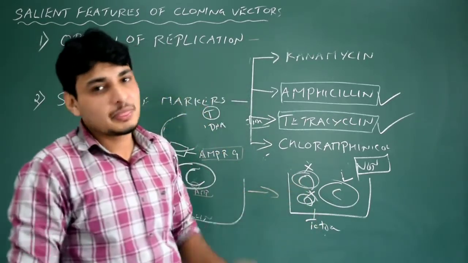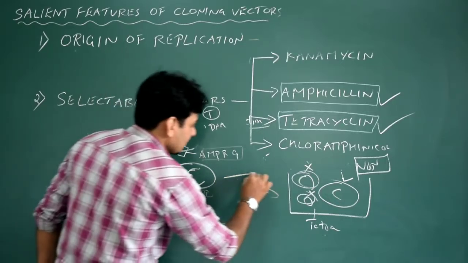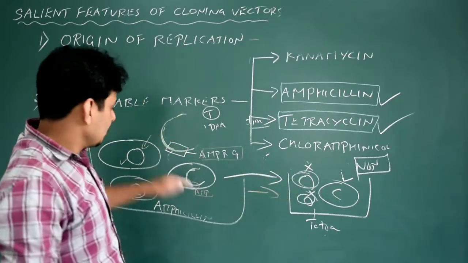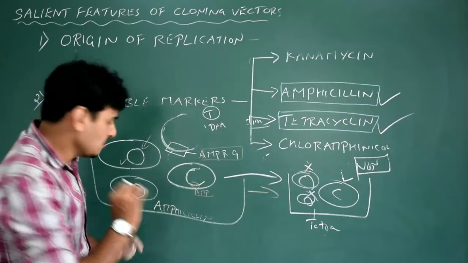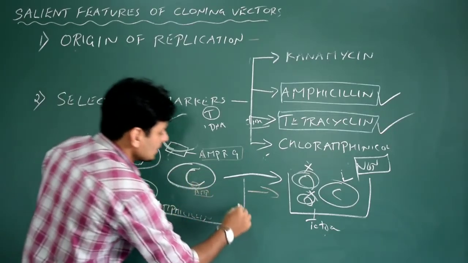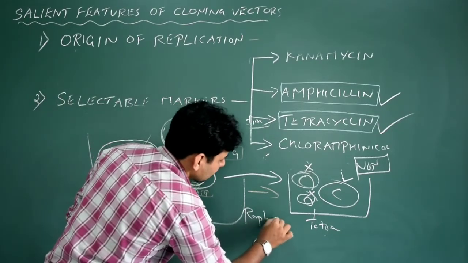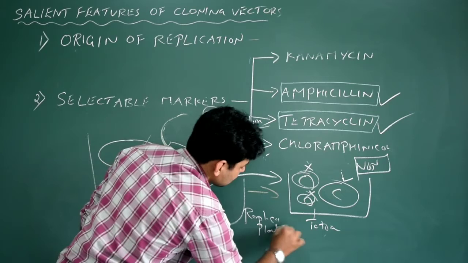You may ask me a question: if the real transformants get killed in the tetracycline, then what is the use? For this, we use a method. We are not going to kill the host organism that contains the real rDNA. Simple, what we do is we go for a method called replica plating. The replica plating method is employed.